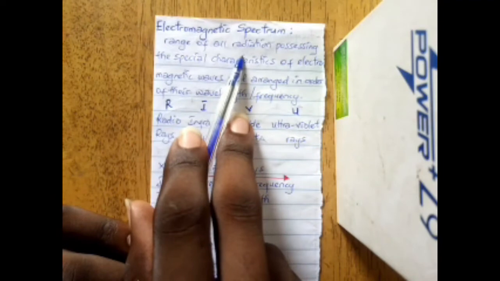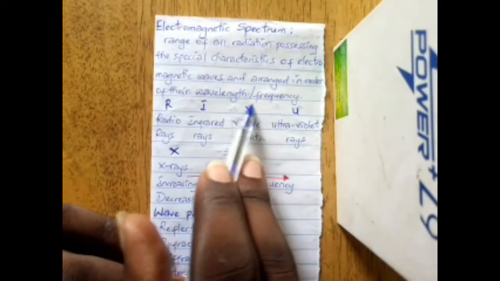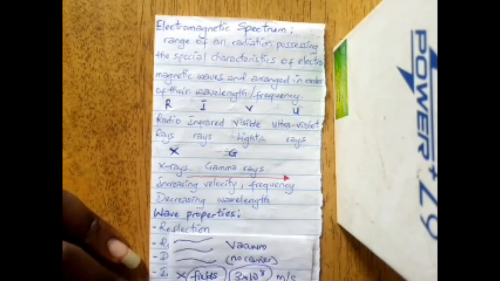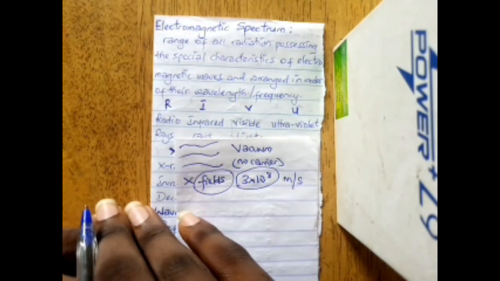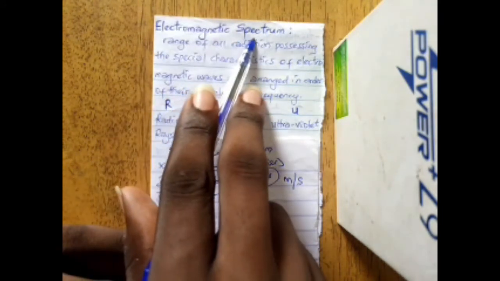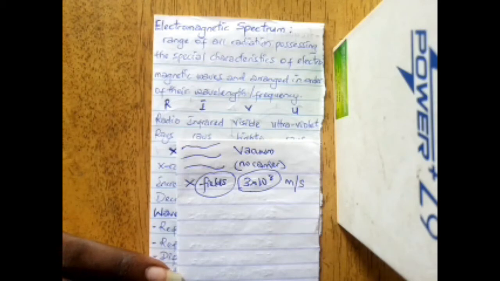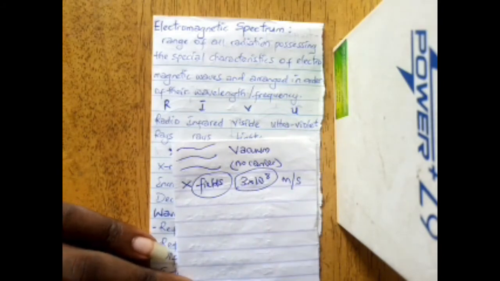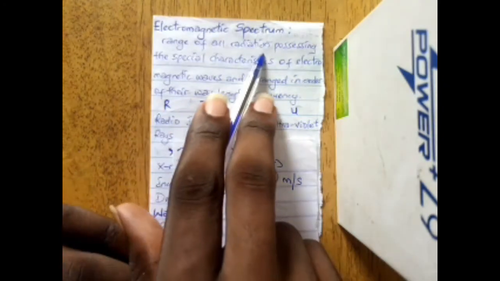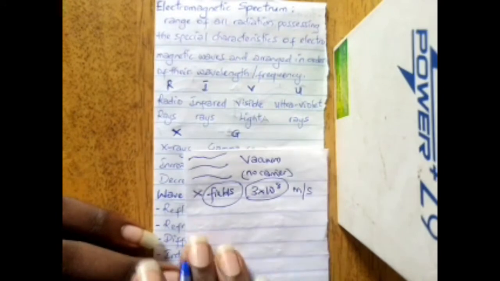Now, the electromagnetic spectrum is the range of all radiation possessing the special characteristics of electromagnetic waves, arranged in order of their wavelengths or frequency. We have different types of mechanical waves, which I explained: the transverse, the longitudinal, progressive, etc. For electromagnetic waves, they are grouped into a class known as the electromagnetic spectrum. Because they move in space with very high speeds, they radiate energy from one point to another. You have 6 types of electromagnetic waves in the spectrum.